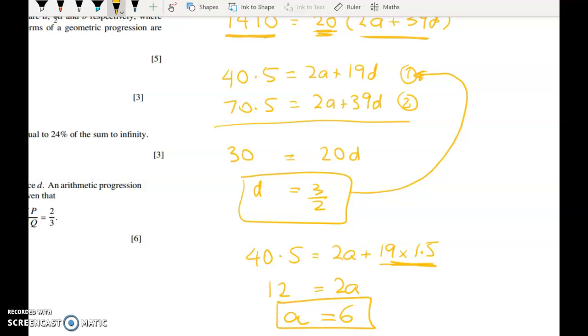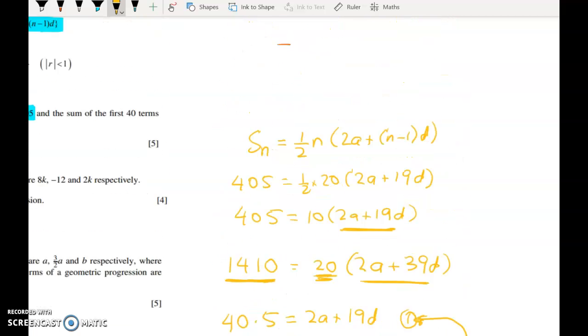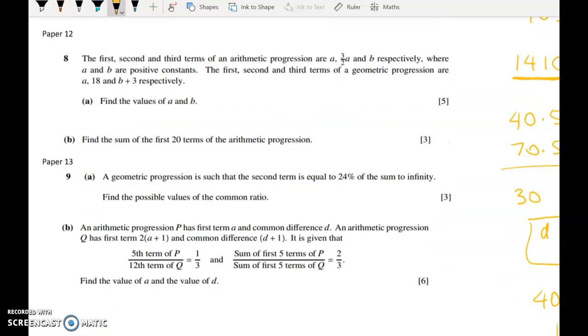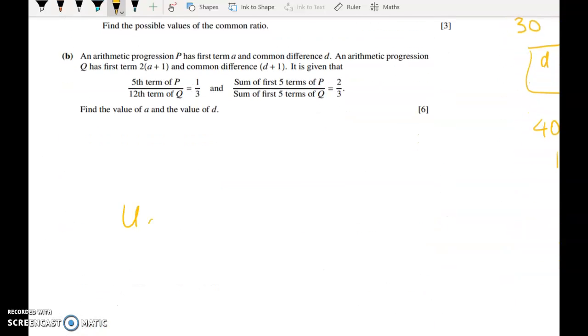Now we're going to use that to find the 60th term. To find a term, I'm using this one here, a plus n minus 1 d. So u60 will be a, 6, plus n minus 1, 59, times the common difference, which is 3 over 2. You can see that I've relented and I'm using a decimal, even though I hate them, because here it's a terminating decimal and it's just a tiny bit faster. So that gets me my final answer for the 60th term of 94.5.